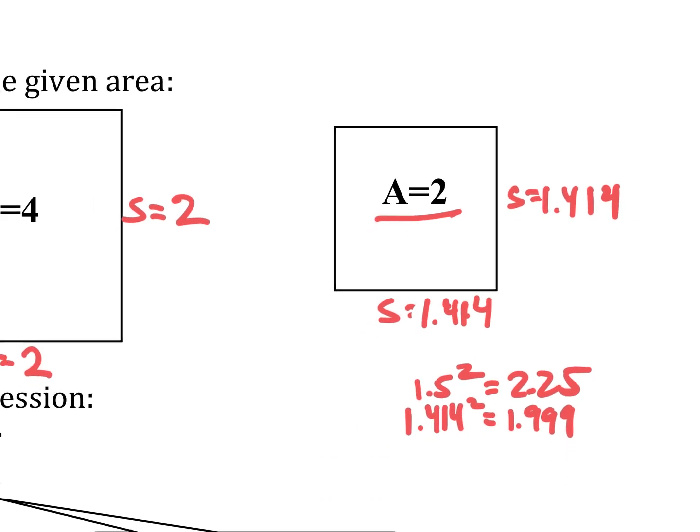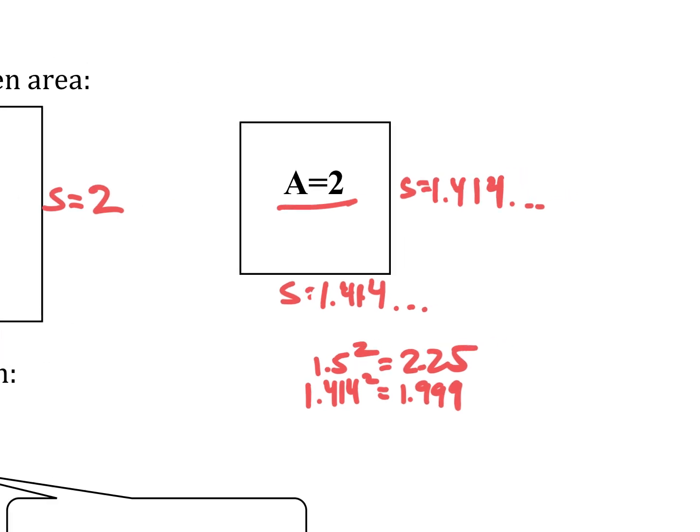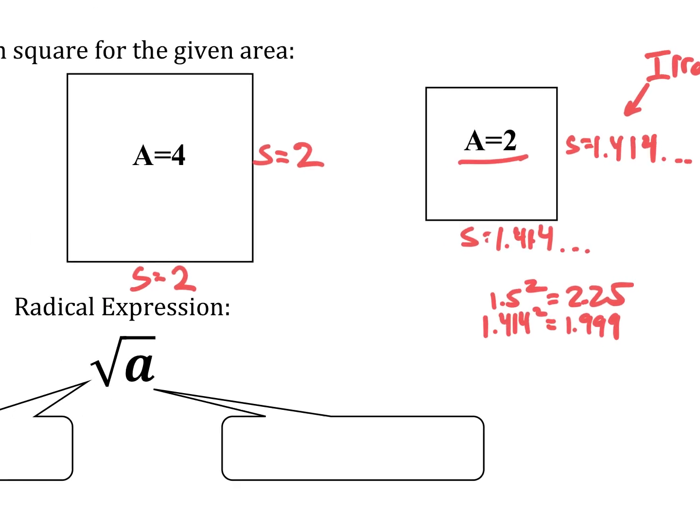The moral of the story is this: we get what we call an irrational number. So this keeps on going. It's never going to end and never repeat. This is what we call irrational. All right, that's going to play a real important role.